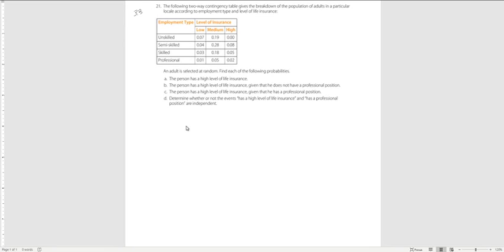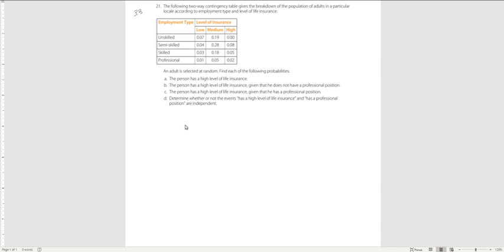Alright, we're still in Chapter 3, Section 3. Here we are on problem number 21. I said "still" because I'm working in that section, so you may just be jumping into this. Alright, so we have a realistic type problem.